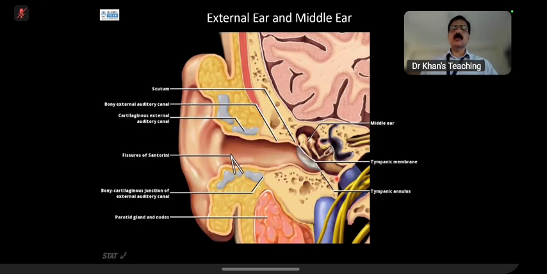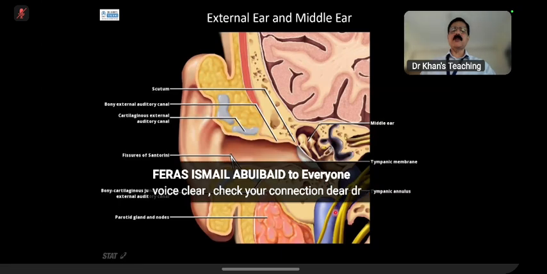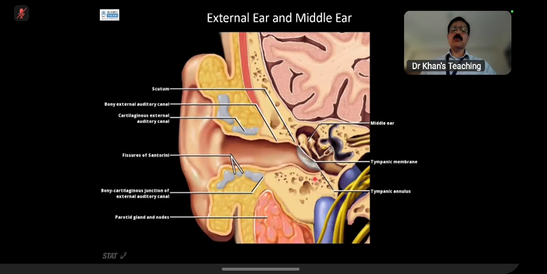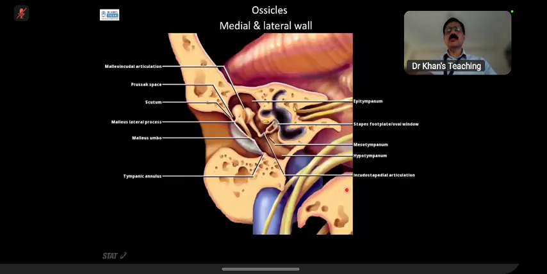So this is the concept of the middle ear. First of all, the relations I have covered. Lateral is the external ear, medial is the inner ear, superior is the middle cranial fossa, the brain, inferior is the jugular foramen, anterior is the carotid canal, and posterior is the mastoid air cells. So this is the key concept. Now let's go into details.